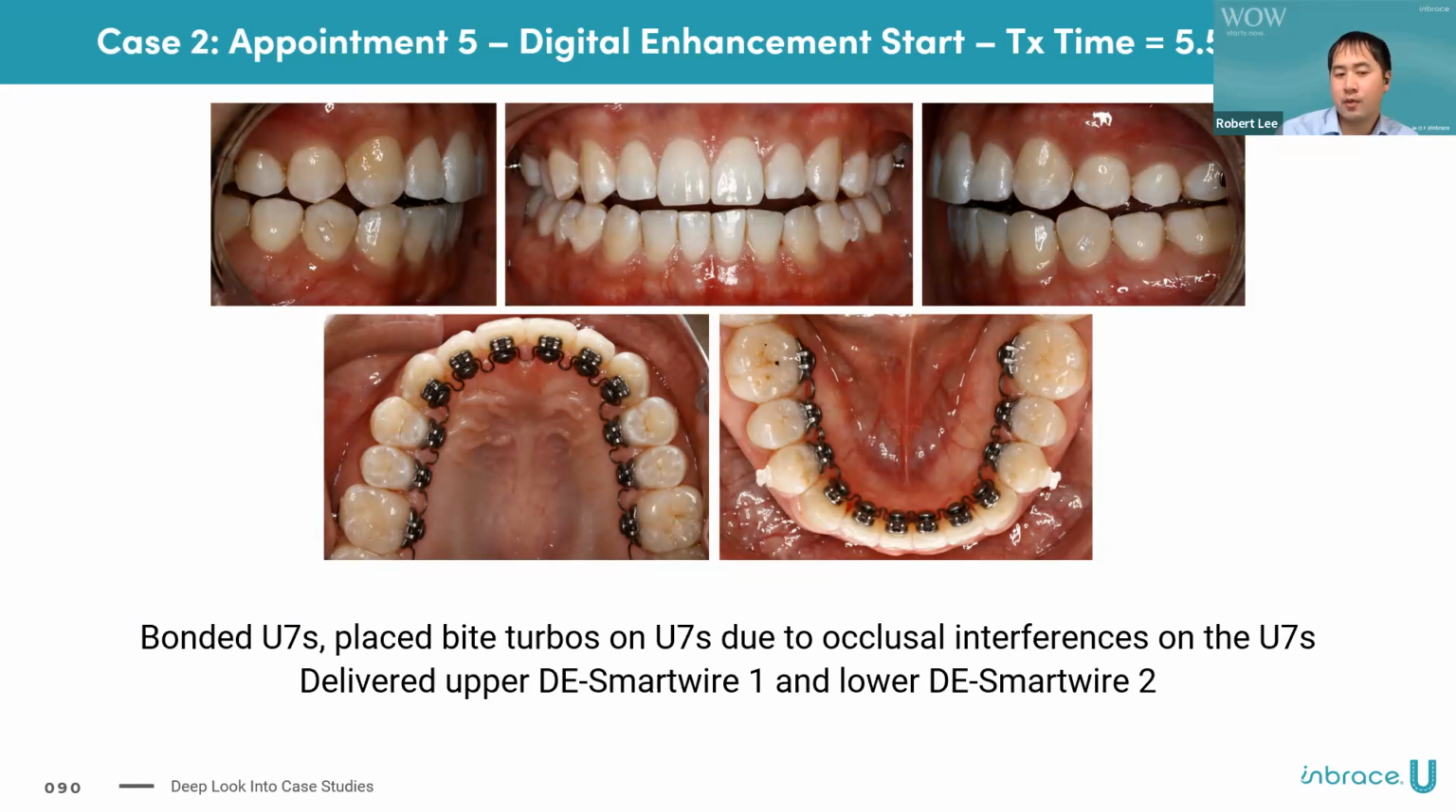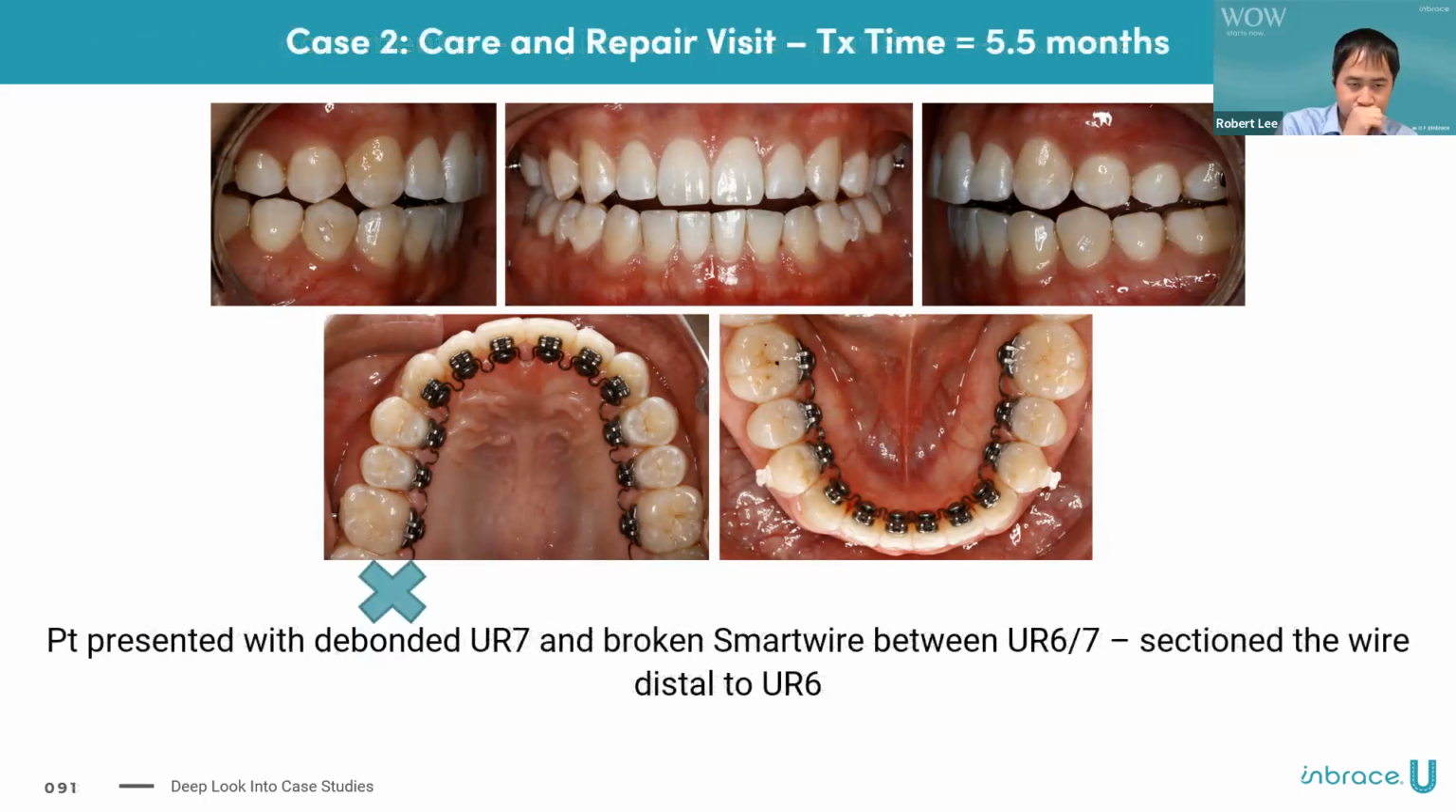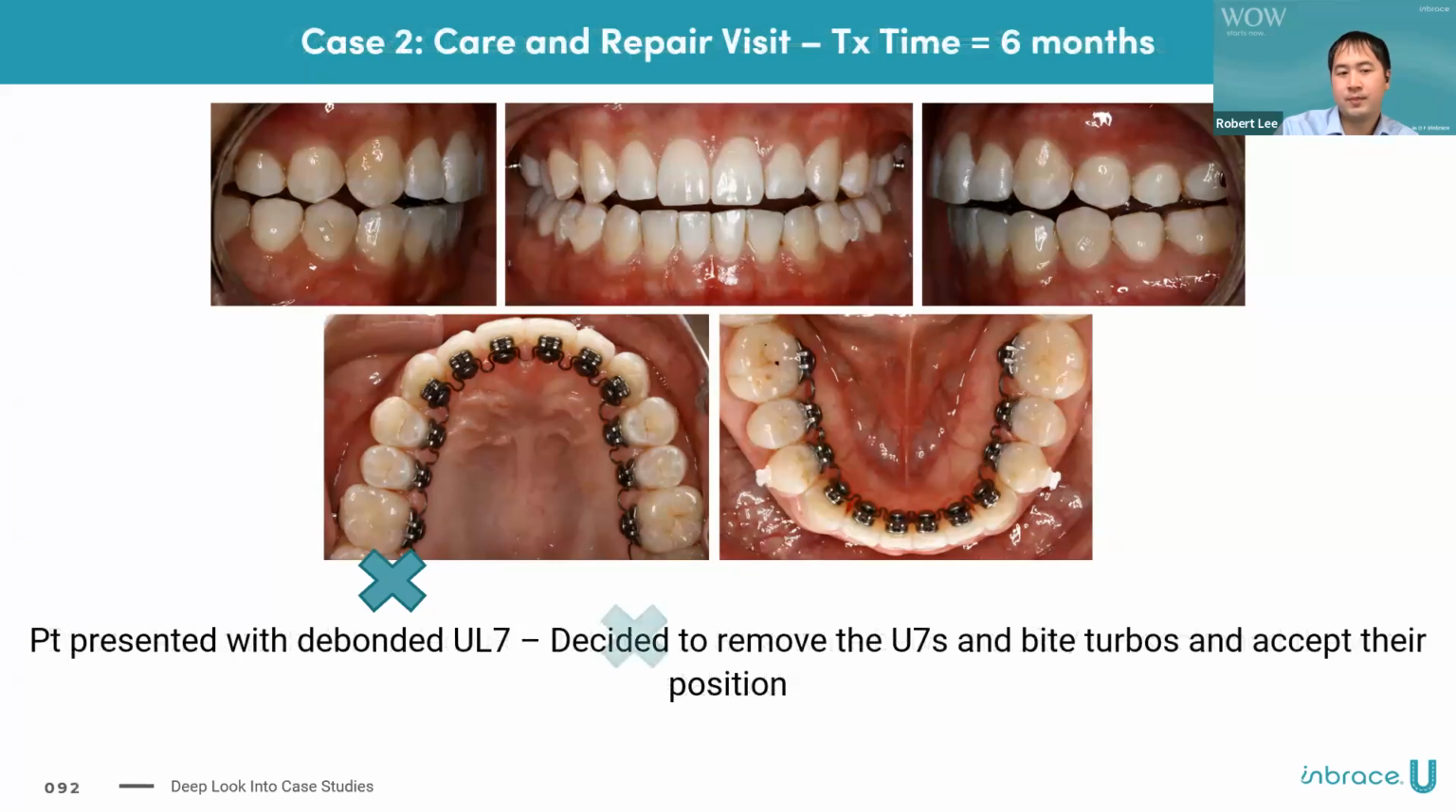I had to drop back to upper Smartwire, DE Smartwire 1, because I have to stretch to engage those upper 7s. And then we went to lower DE Smartwire 2. So the patient came back a couple weeks later, broken upper right 7, busy schedule. We just sectioned the wire just till the upper right 6. Patient came back actually again a couple weeks later with the upper left 7.